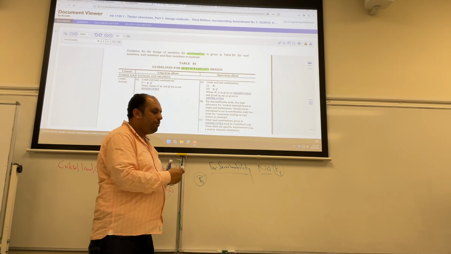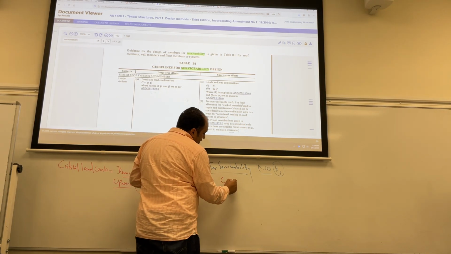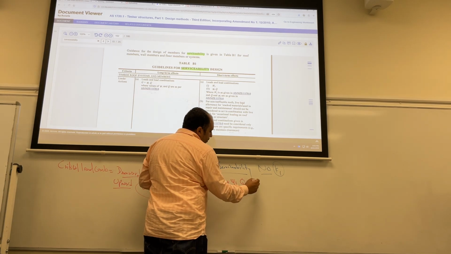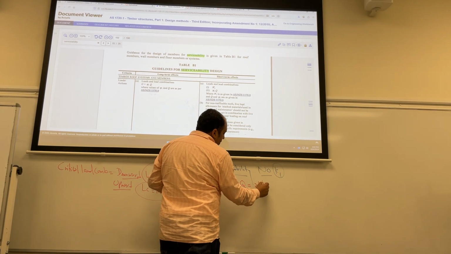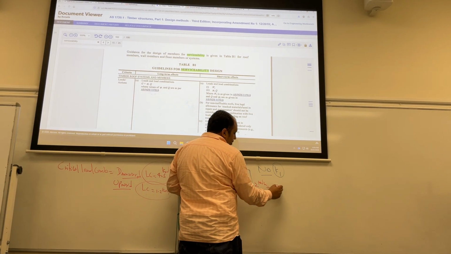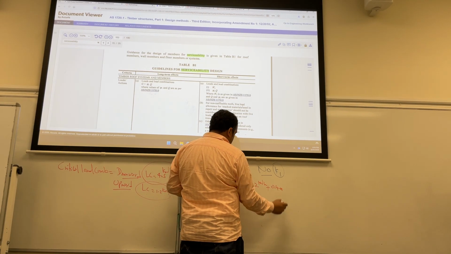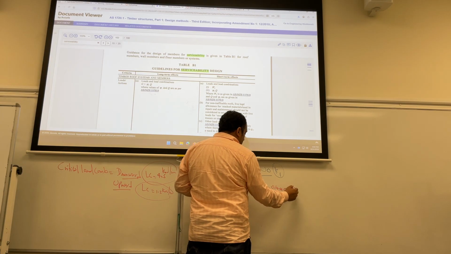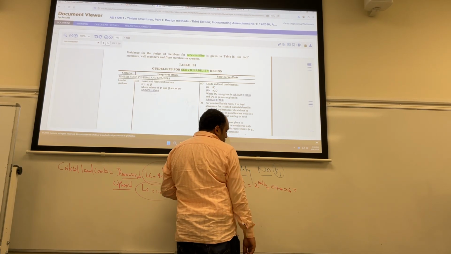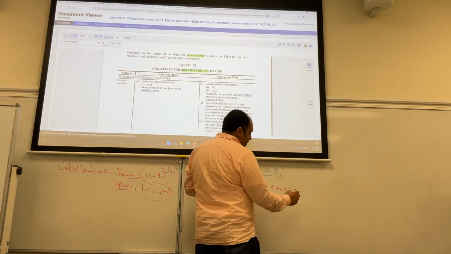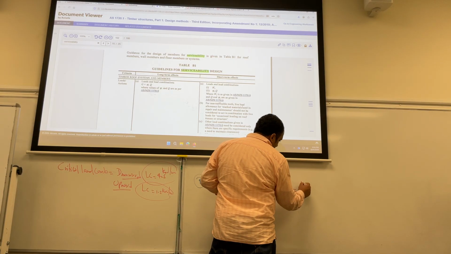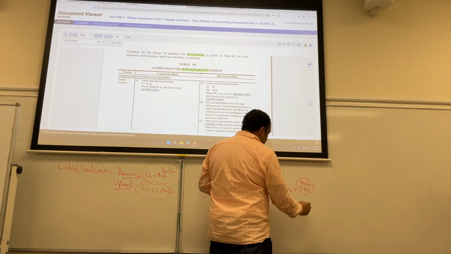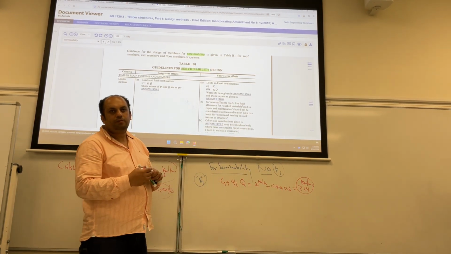Okay? So how much is the first one? G plus epsilon L Q. How much is G? 2 Newton per meter. How much is epsilon L? 0.4. How much is Q? Long term 0.6. So how much total? 2.24, yeah. Okay.